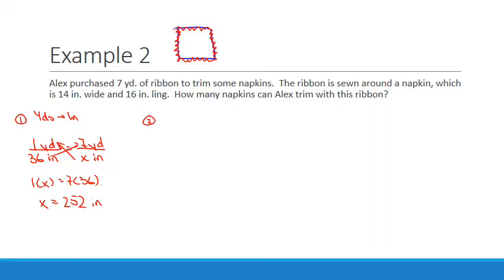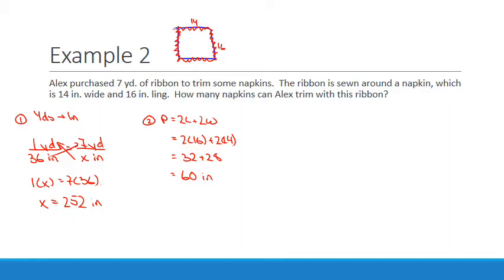Now we want to know, how much ribbon does it take to complete 1 napkin? Well, then we're really just going to find the perimeter of that. So the perimeter would be equal to 2 times the length plus 2 times the width. And in our diagram above, we already said that it's 14 inches wide and 16 inches long. So 2 times 16 plus 2 times 14, so 32 and 28, that is 60.